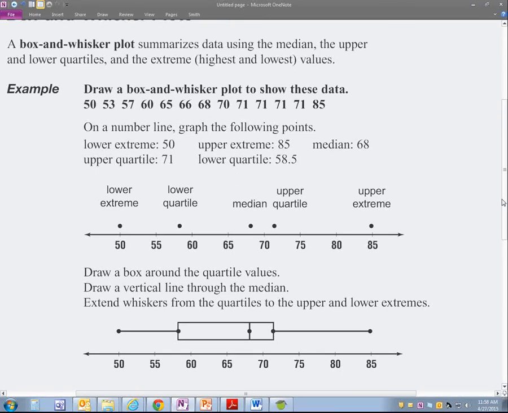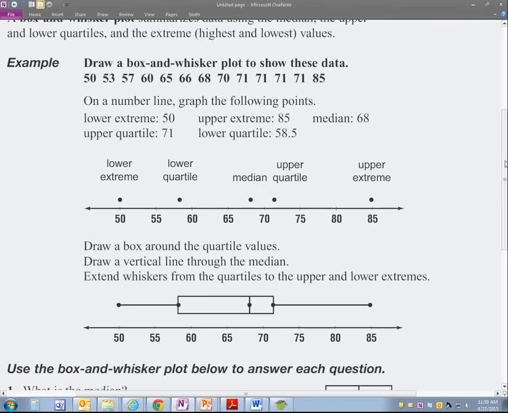So did they give us the whole thing and then ask us to do it? Pretty much. So it's asking us to do it, and then it gives it to us. Anyway, with those data, it starts with 50 and ends with 85, and they already have it in order. So we put a point at the extreme lowest.